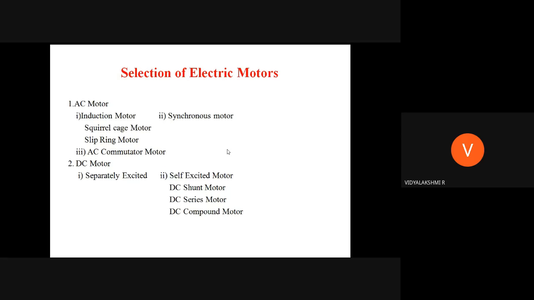The selection of motor comes under DC and AC motors and some special electrical machines also. The AC motor is classified into induction motor and synchronous motor. Induction motor is nothing but an asynchronous motor. Asynchronous motor is nothing but it will run below 1500 RPM. The 1500 RPM is the synchronous speed. So the induction motor never runs at synchronous speed. That's why it is called an asynchronous motor. Induction motor is classified into squirrel cage induction motor and slip ring induction motor.